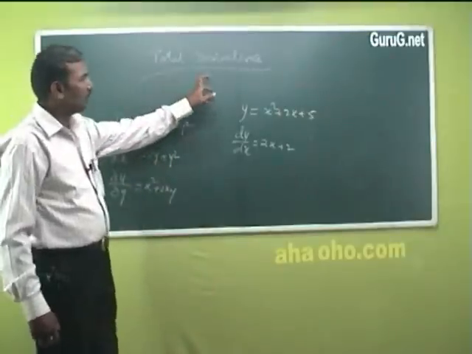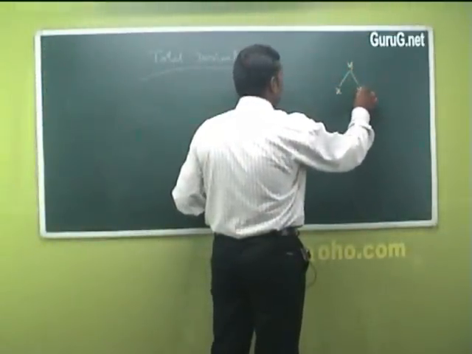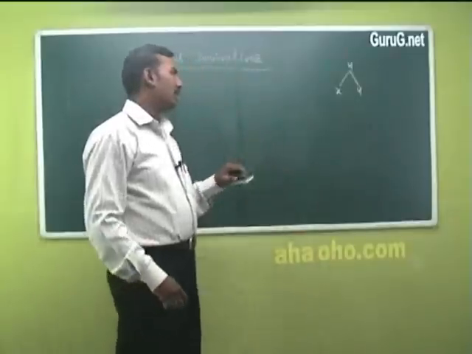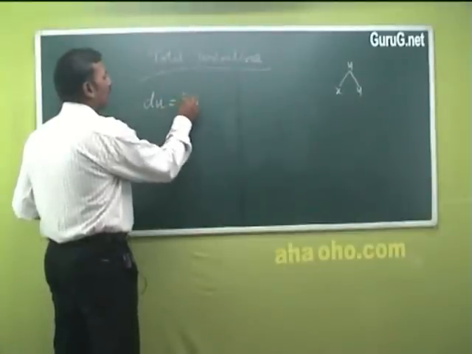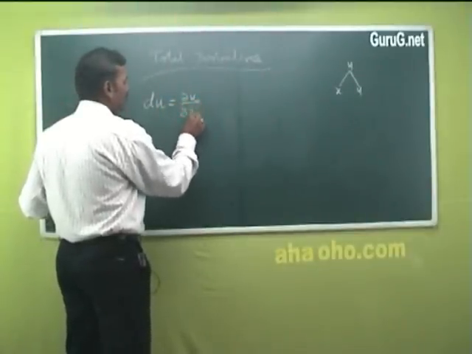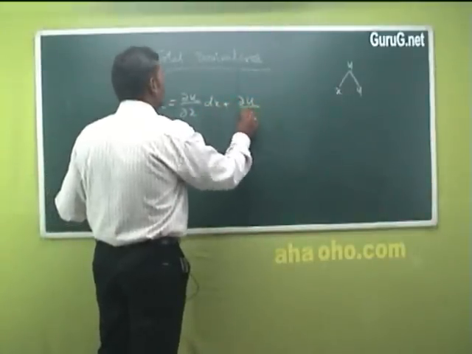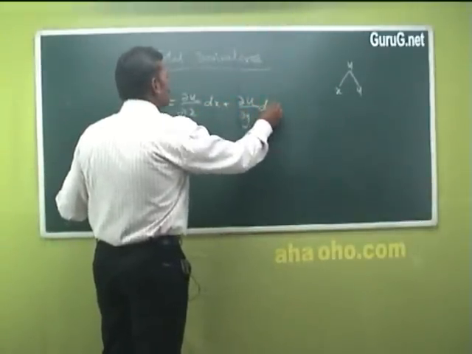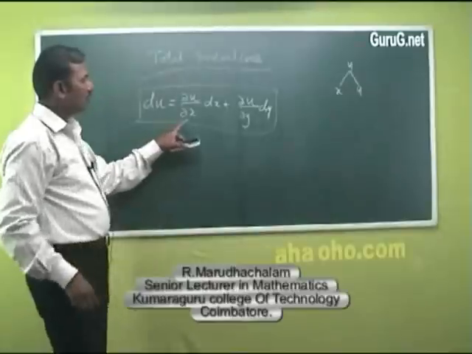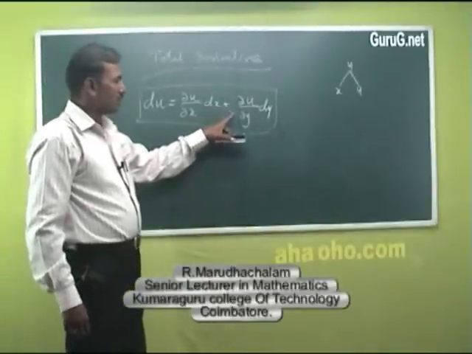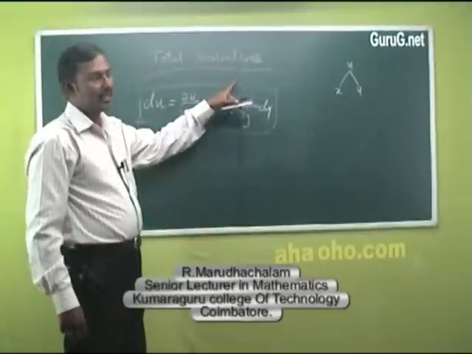Now we go for a total derivative. So u is a function of two independent variables x and y. You find du, that is the differential. So du equals dou u by dou x into dx plus dou u by dou y into dy. This is called the total differential.